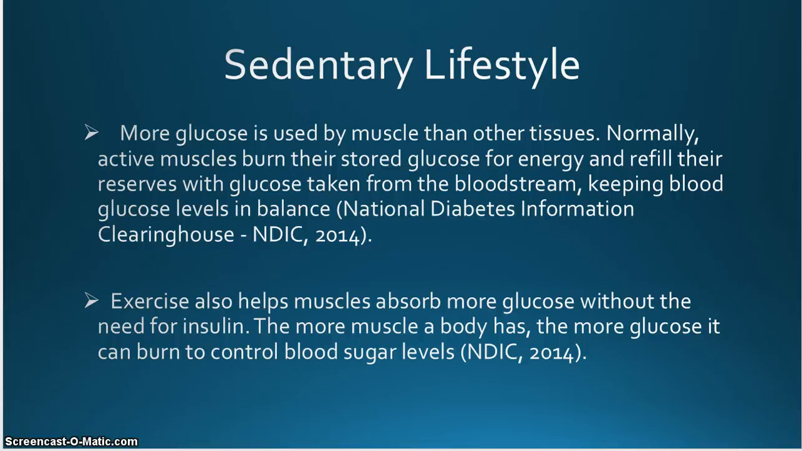Second, sedentary lifestyle. There are some facts here from the National Diabetes Information Clearinghouse stating that more glucose is used by muscle than other tissues. So active muscles burn their stored glucose and then they get a refill from the glucose in the bloodstream, and that helps keep blood sugar levels in balance. Exercise also helps muscle absorb more glucose without the need for insulin. The more muscle a body has, the more glucose it can burn to control blood sugar levels.